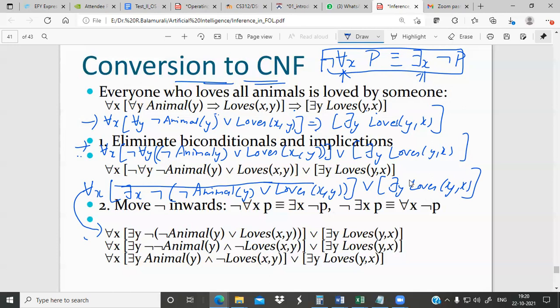Now we'll move this negation inside. When you move this negation inside, it becomes negation, negation, animal of y, and this negation goes to not loves of x comma y, and this part is the same. The negation and negation cancel out, hence you get animal of y. Moving the negation inside converts this or to and. So that is how we got this and: animal of y and not loves of x comma y, or there exists y loves of y comma x. Now we got a statement something like this.